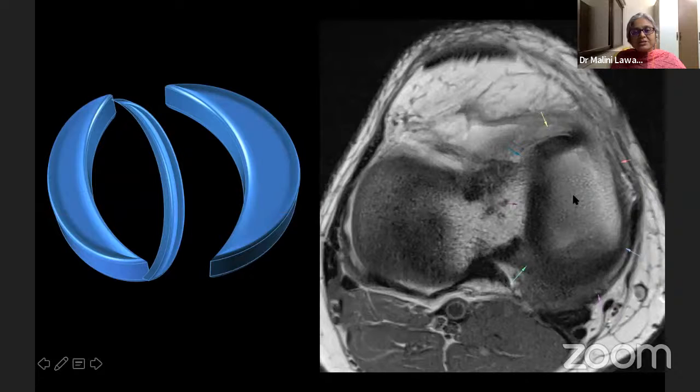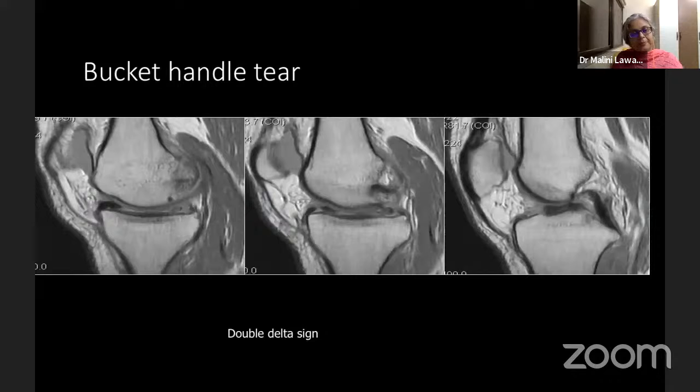On axial images, how can you see them? This is the meniscus. Here it is thinned out, it is attenuated, and you can see this whole component which has come here. The problem with axial images, you may not always get an image like this where meniscus is seen in one section. So that's why axial images are not primarily useful. We use them only to confirm what we see on sagittal and coronal images.